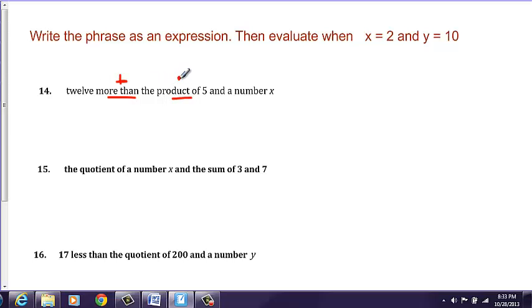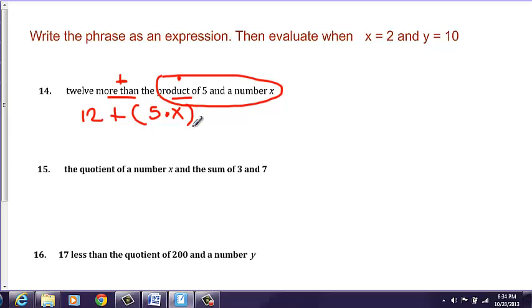Okay, let's go ahead and write this phrase in. 12 more than the product of 5 and a number x. So this goes together, and I'm going to keep it that way. 5 times x. Okay, so I'm done with my phrase.